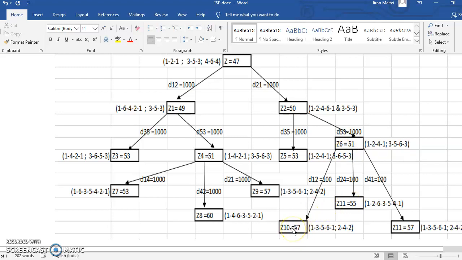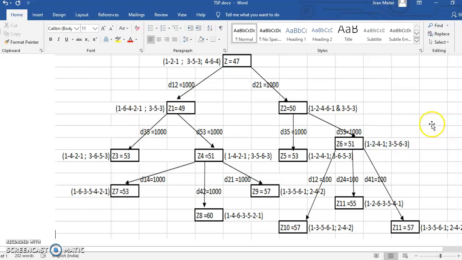Over here, Z10 is not having a complete tour, and this cannot be a solution of TSP. Z11 is having a complete tour. This should be Z12. Z12 is not having a complete tour. So what are the complete tour subproblems? 1, 2, and 3. Of the three, this I think has the lesser value of Z. Hence, this should be our solution to the TSP.